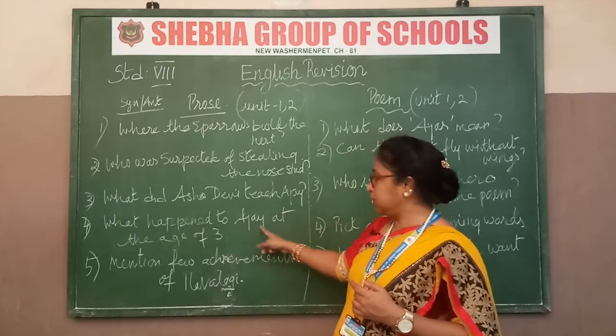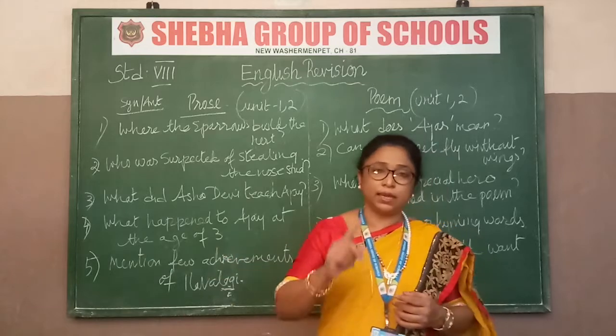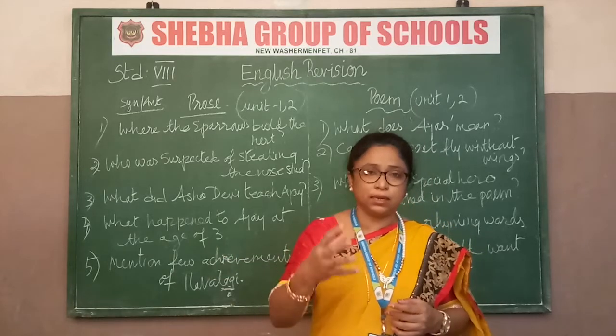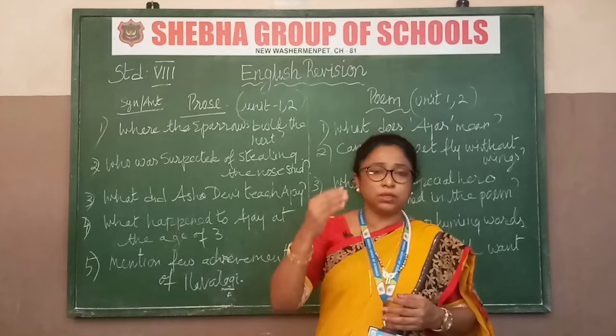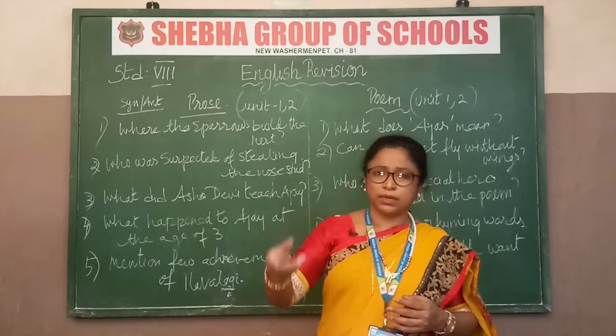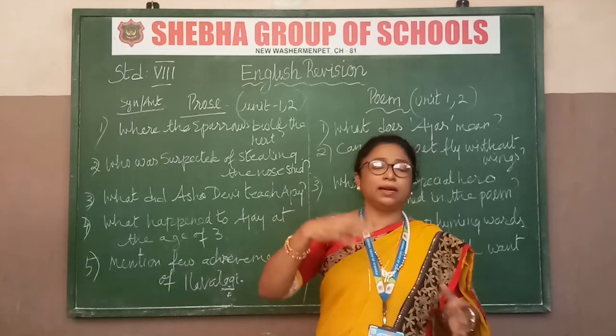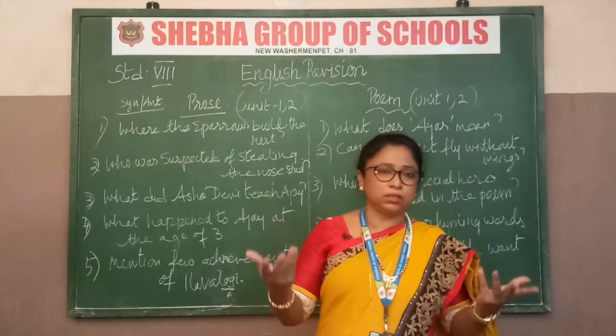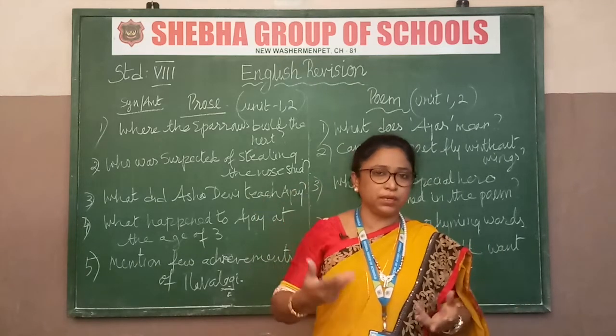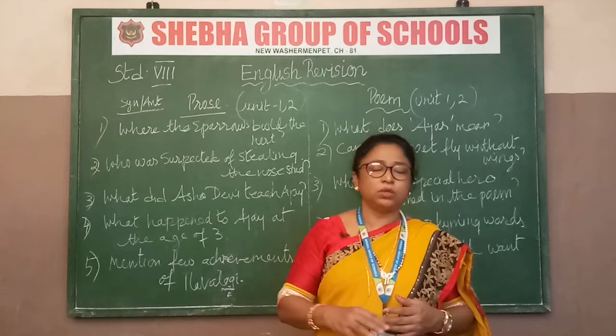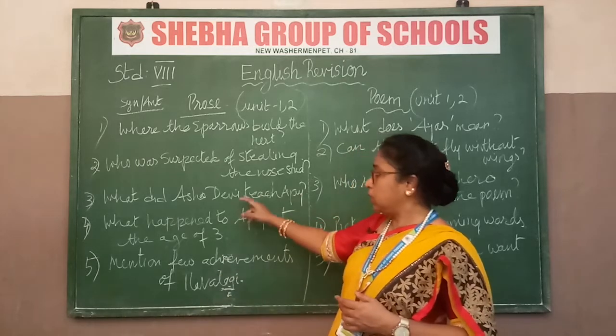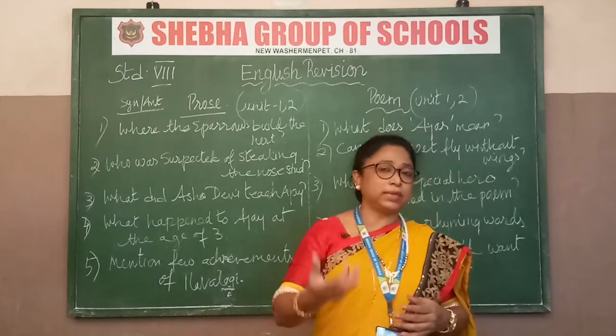So the second question is, what happened to Ajay at the age of 3? He had a serious illness, an injury, and due to that he was treated. But the treatment had an adverse effect on him, and he lost his power of hearing. So he became permanently deaf. So keeping that in mind, the next one is, what did he?